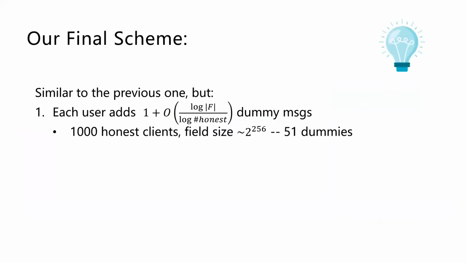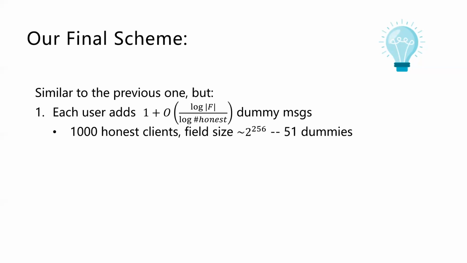So our final scheme, due to time limitation, I'm not going to cover details, but here's some intuition. Our final scheme is similar to the previous one, but now each user additionally adds 1 plus roughly log of the size of the field divided by log of the number of honest clients. They're going to add this number of dummy messages. It's going to be pretty efficient.